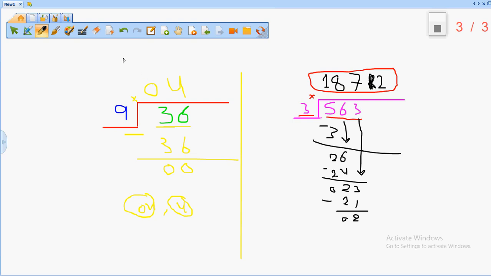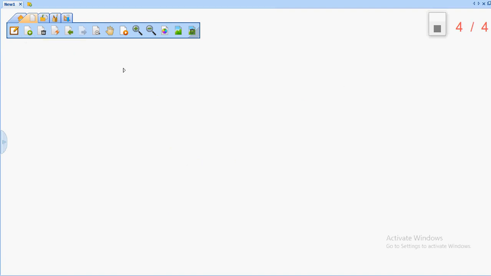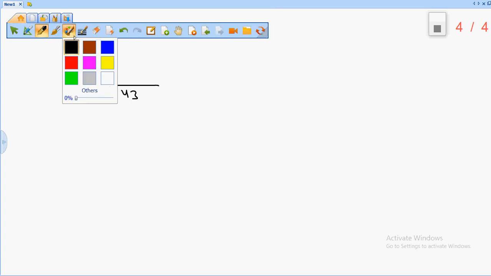But if I want to divide 2 digits by 2 digits, how can I do that? Look here, we have to put, for example, 543 divided by, for example, 13. Look here, the divisor is 2 digits. So we have another way to divide by 2 digits. It's not like 1 digit, but I have to follow the same procedure.